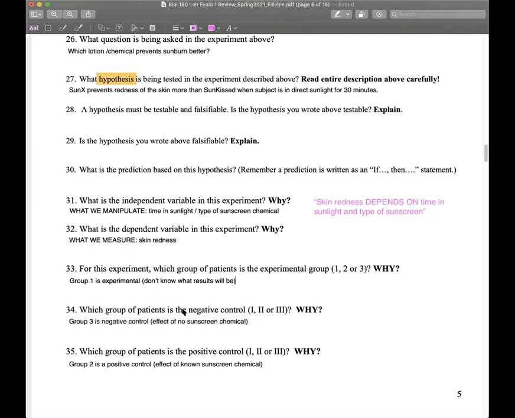So that's why it's good to have negative and positive controls, so that you know what an absolute disaster of a sunscreen result would look like. If Sun X didn't work at all, then the skin would burn just as much as with no sunscreen, right? Or if it works really well, it might work as well as our positive control, which has already been established to be effective for this purpose.